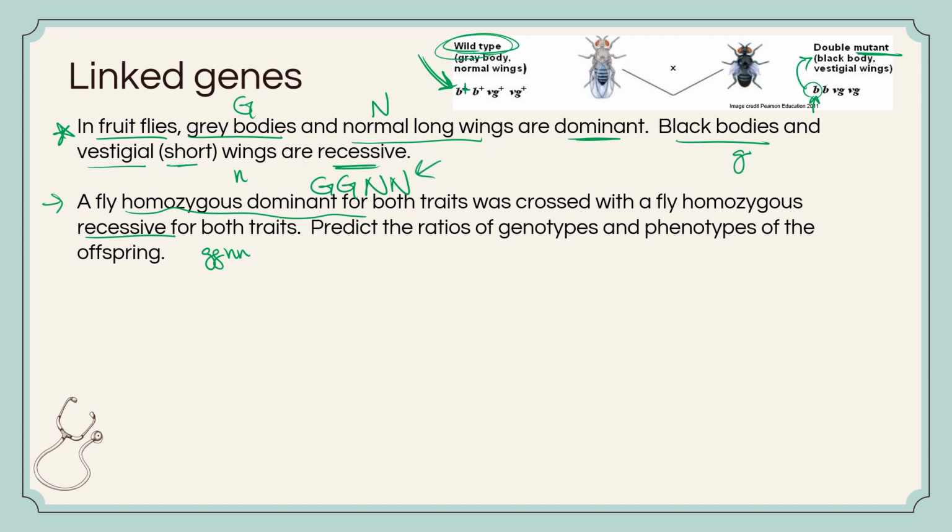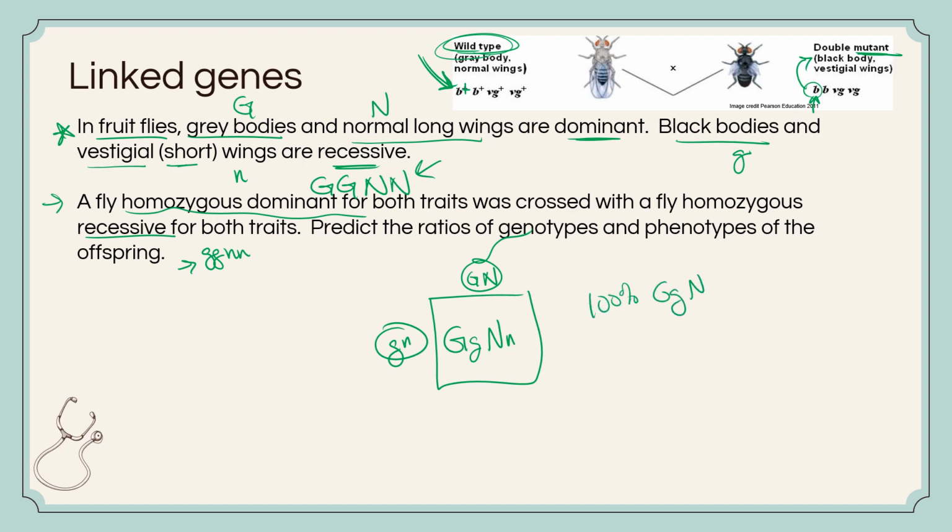So let's say this is the dad fly and this is the mom fly. Sperm cells can have a big G and a big N. So all the sperm are going to be big G, big N. The eggs will be little g, little n. Those are the only possible combinations. So all of the offspring are going to be big G, little g, big N, little n. 100% of the offspring will be heterozygous for both traits.